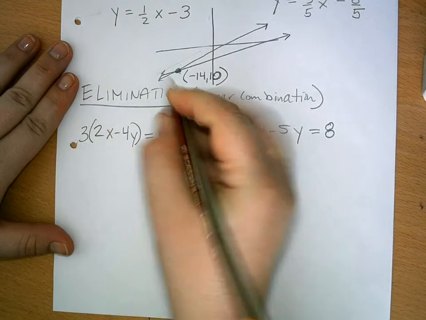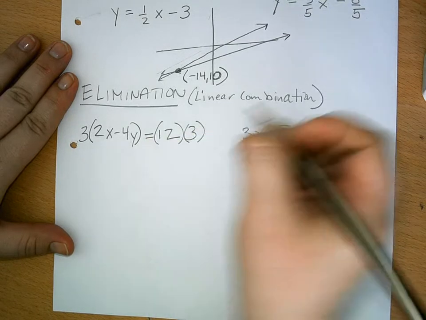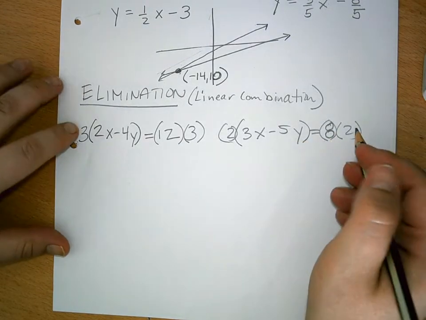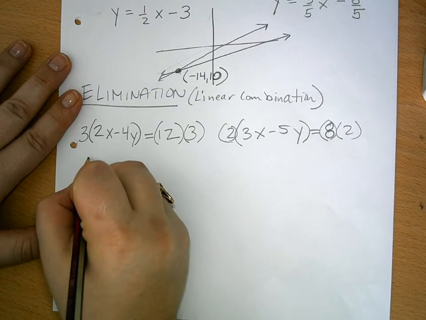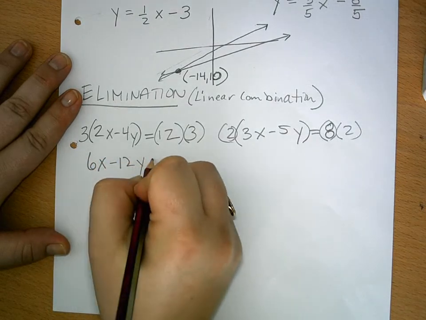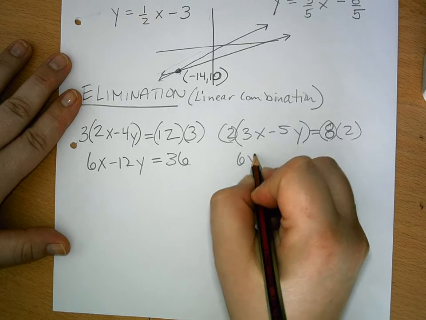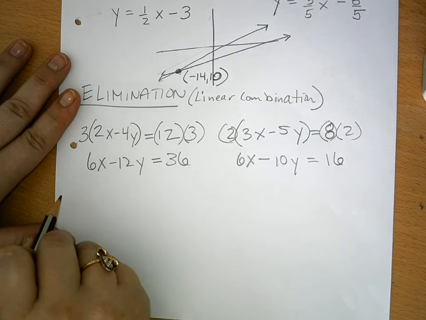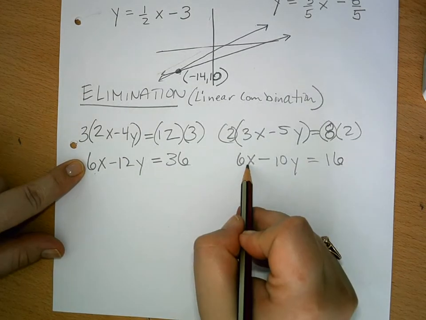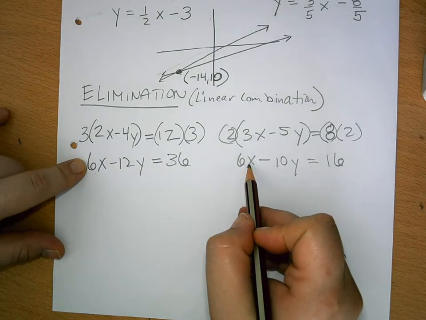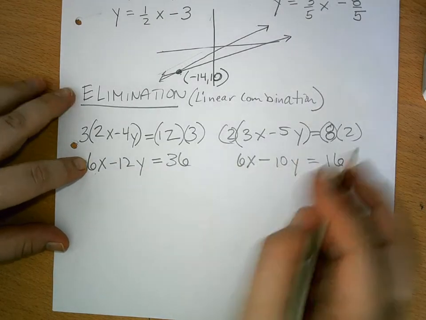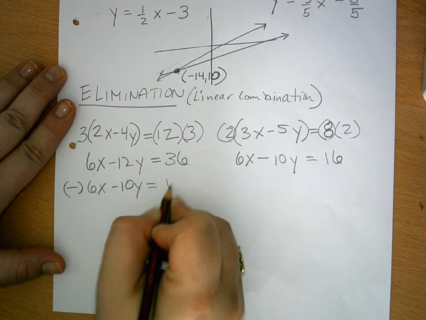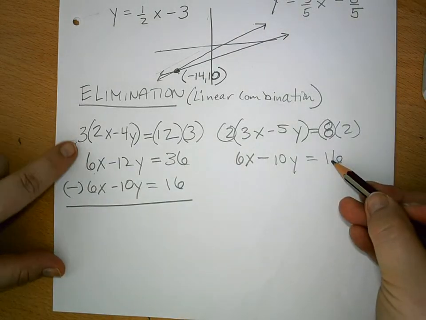So I'm going to multiply this one by 3. I'm going to multiply this one by 2. And then I'm going to combine them with subtraction. Now, notice 6x, 6x. I've just rewritten both of the equations so that they have the same coefficient of x. Now notice what happens when I subtract this equation from this equation.